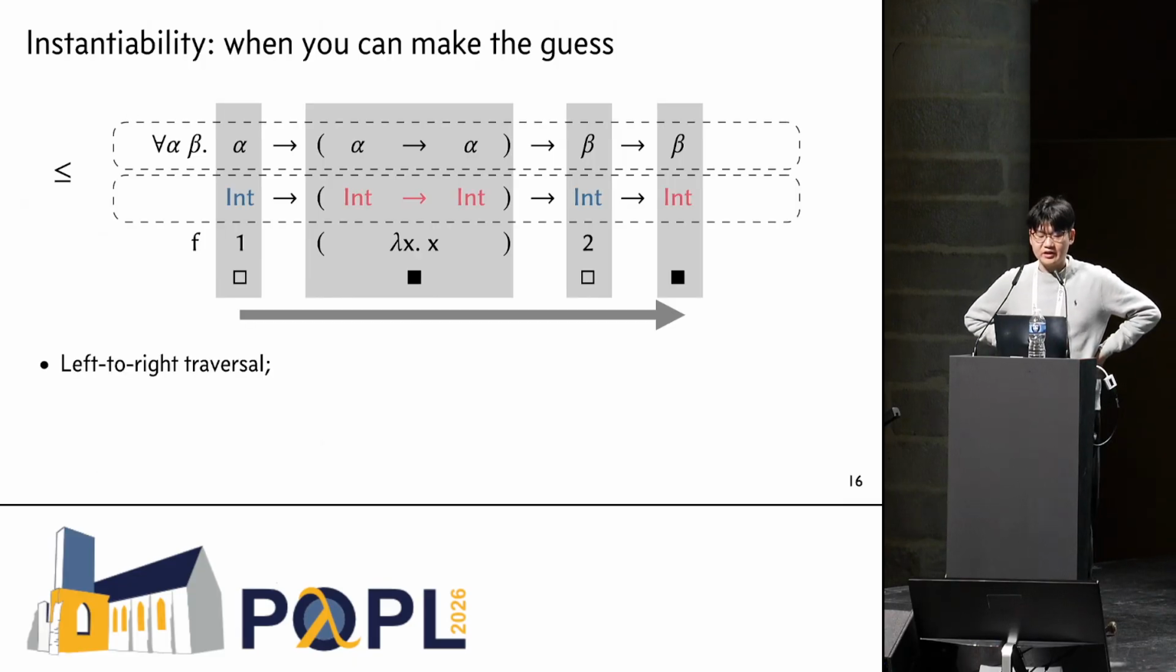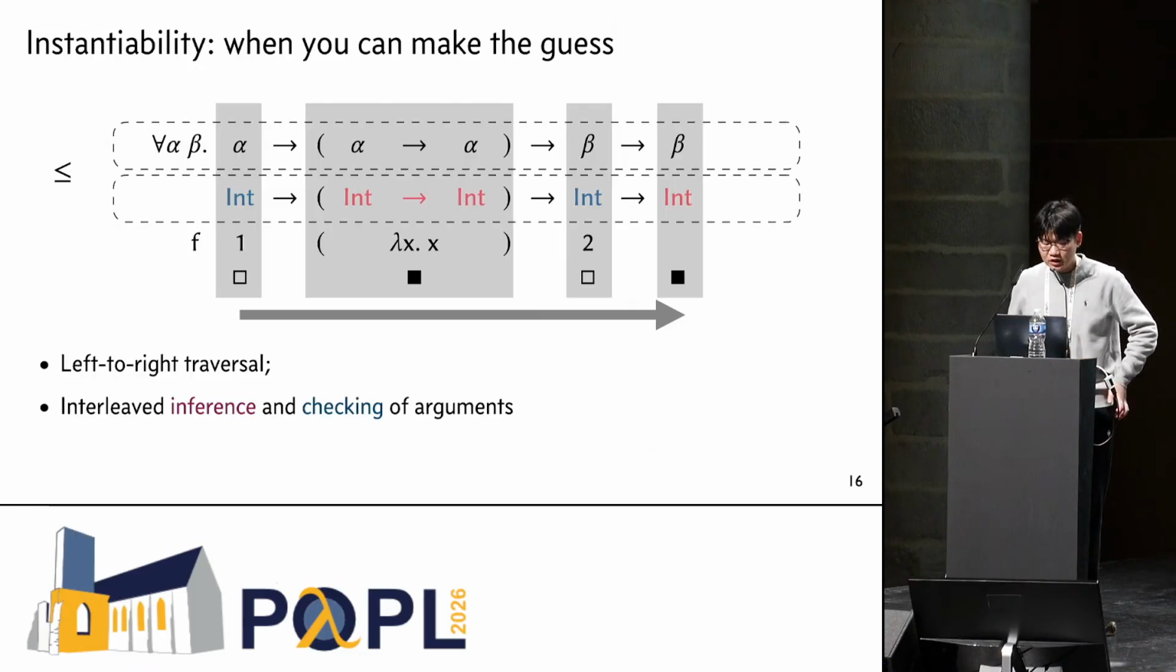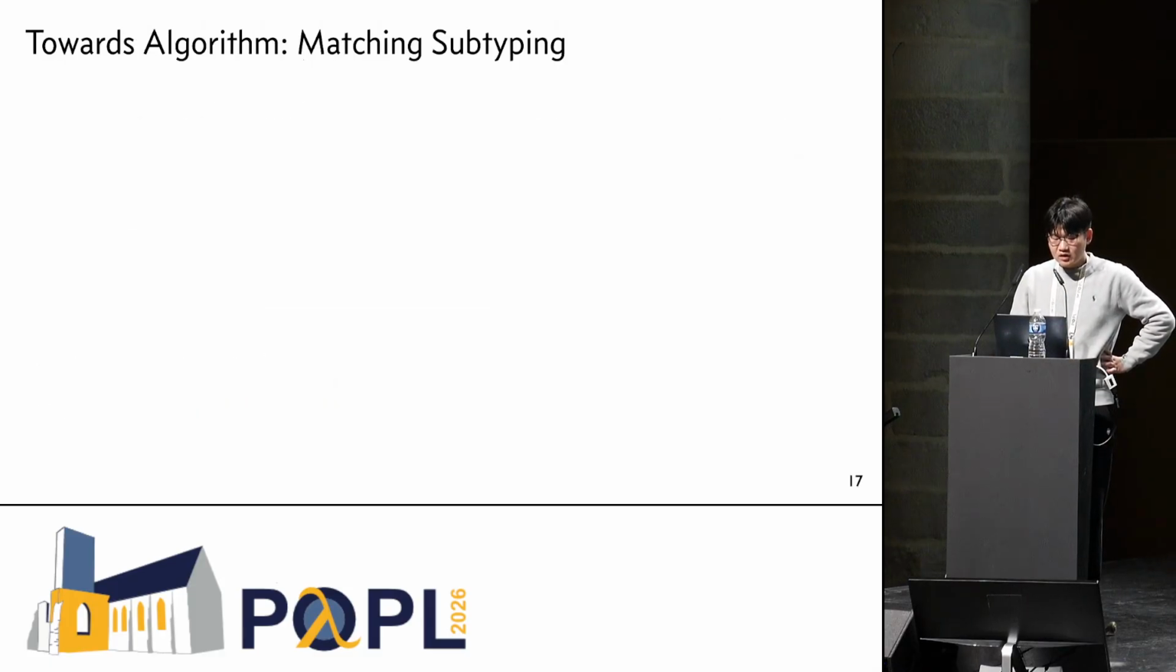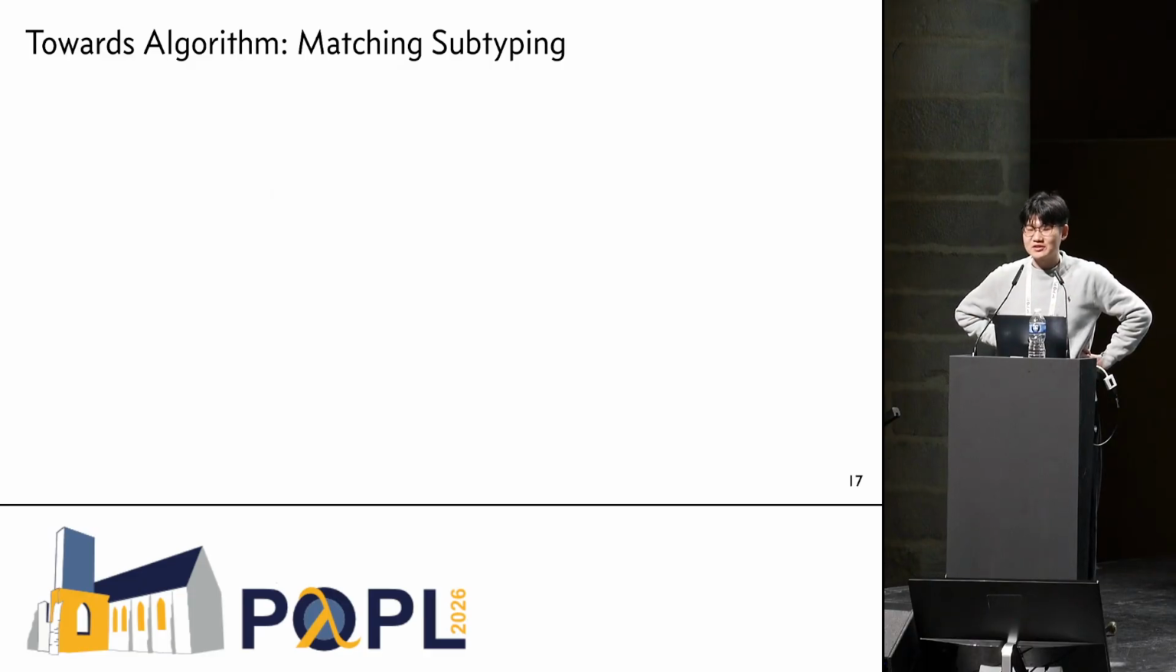So essentially, instantiability does a left-to-right traversal of the masks and the types in a parallel style. It supports the interleaved inference and checking of arguments because the first argument's type is inferred, and we check the second argument, and the third is inferred again. Great, so far we have a good specification.